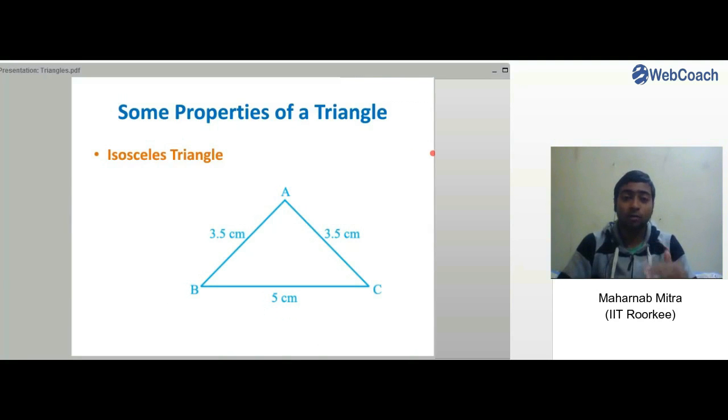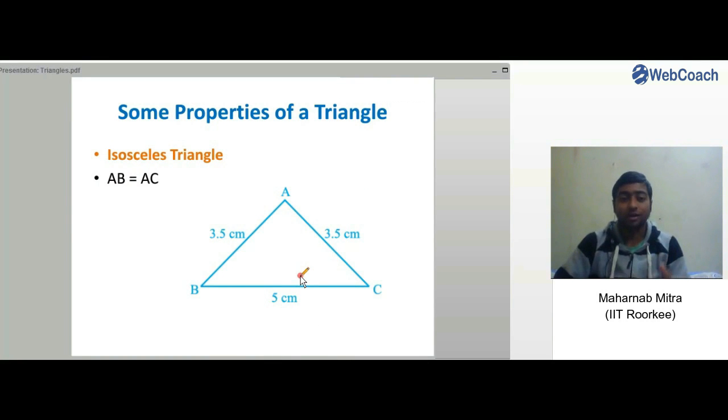So let us come to the next topic, some properties of triangles, right? So let's talk about the isosceles triangle first, because it might be the easiest case. So what is an isosceles triangle? I think you know from your earlier classes. Isosceles triangles are those which have two sides equal and one side of different length, right? If that side is also equal, we call the triangle an equilateral triangle. And here in the figure you can see AB and AC are equal, while BC has a length different from these two values.